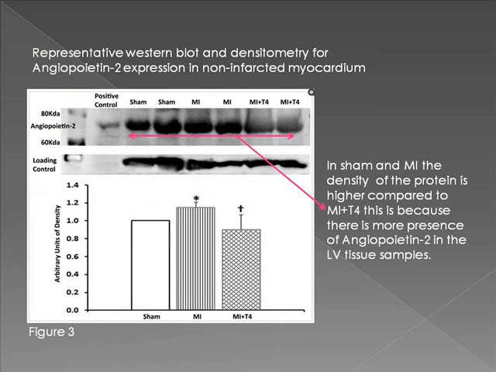Western blotting is used to identify a specific protein in a given tissue sample, and protein levels are evaluated through densitometry. Angiopoietin 2 expression was increased in non-infarcted myocardium after MI and decreased with T4 treatment. This shows consistency with Figure 1 microarray results. The graph shows the density of angiopoietin in the Western blotting, and by looking at it you can see that there is much more angiopoietin in both sham and MI than T4, which supports that the gene expression decreases with T4 treatment.